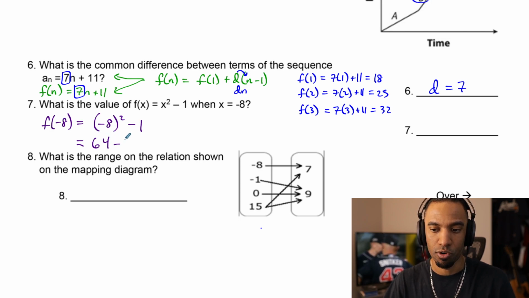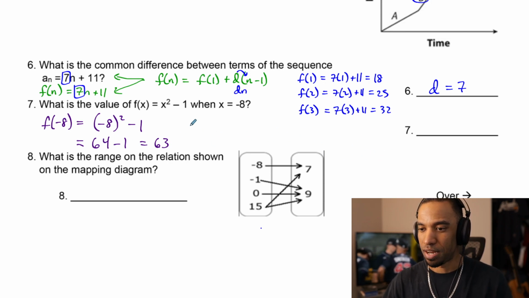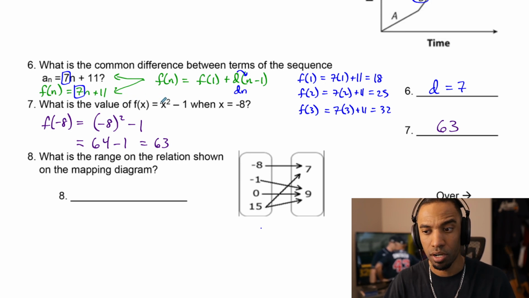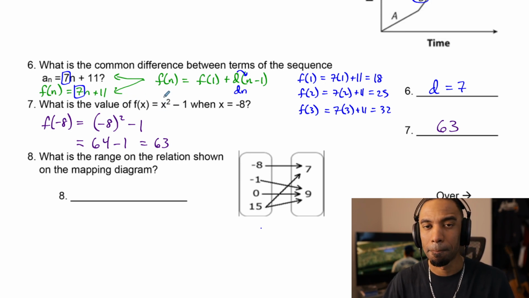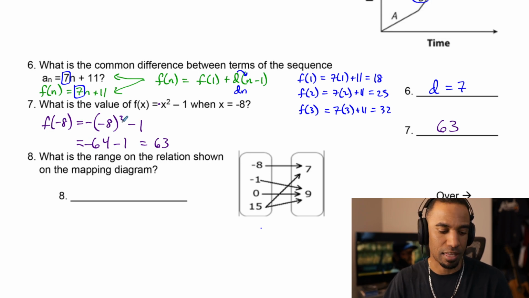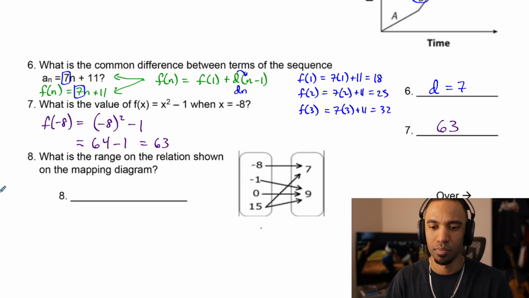So this becomes 64 minus 1, which is 63. So f of negative 8 there equals 63. If you get negative 65, that's because you squared a negative 8 and got negative 64. Not what should be happening here. If there was a negative in front, yeah, then we get the negative opposite. That would be negative. Yeah, that would work out. But that's not what this is here.